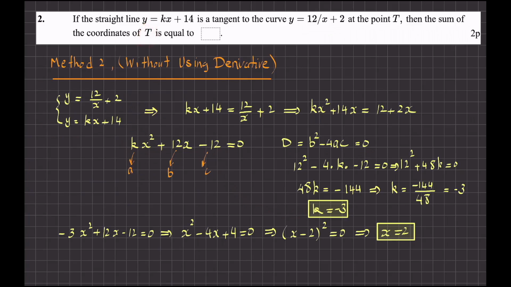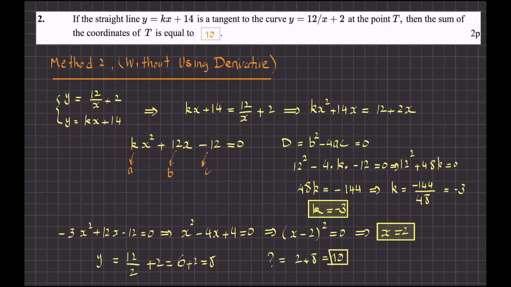And if I want to find the y coordinate, I take that x coordinate. If I put it here, it is possible I use -3 and x2 and then I find y, or I would say it would be much easier if I put it here. So y becomes 12 over 2 plus 2, which is 6 plus 2, which is 8. And again, the x coordinate plus the y coordinate is 2 plus 8, which is 10. So you see that you get the same answer as you did in the previous case.